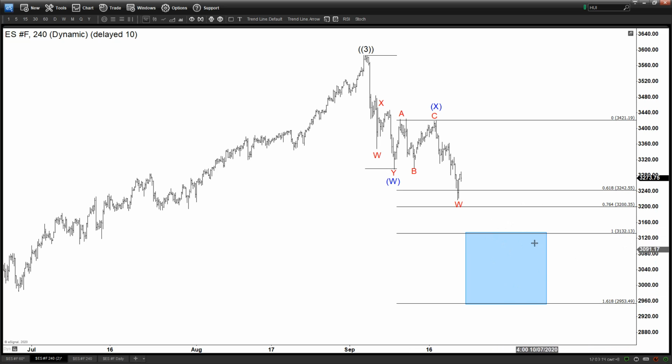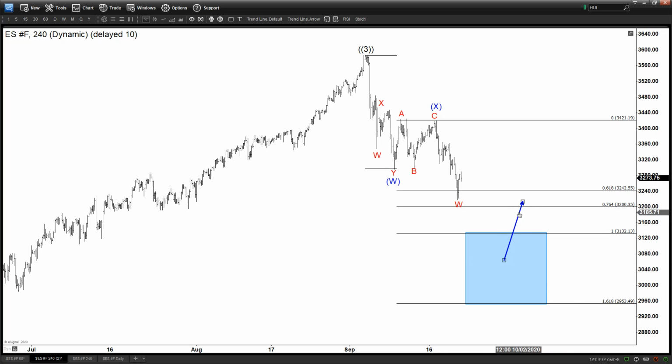29.53 is the 161.8% extension, and from here we can potentially see support in buyers again, at least for 3 pounds from here. If not going to a new high, then at least a 3 pounds reaction can be expected somewhere within this area over here.